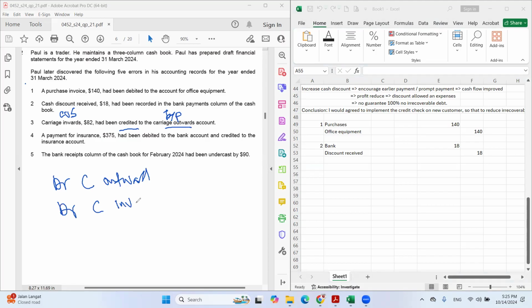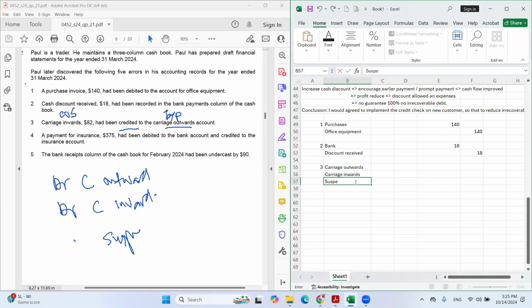So carriage inward. You notice that both are on the debit side. When both are on the debit side, it means we have to use a suspense account. So we are going to debit carriage inward. I want to reverse out the error, carriage outwards, and then put back the correct one, carriage inwards, and then suspense account. So the total amount is 82, 82, so that suspense will be double.